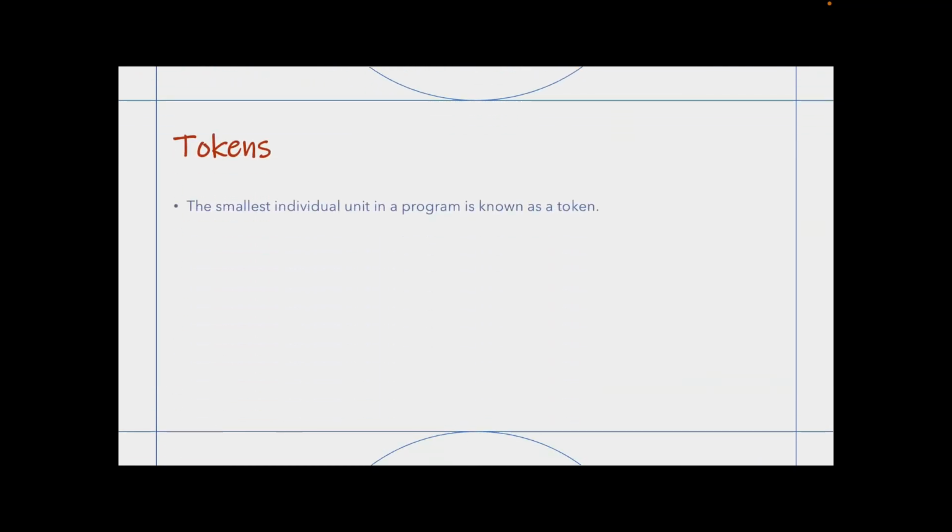Tokens. The smallest individual unit in a program is known as a token. Java has the following tokens: keywords, identifiers, literals, operators, and separators.